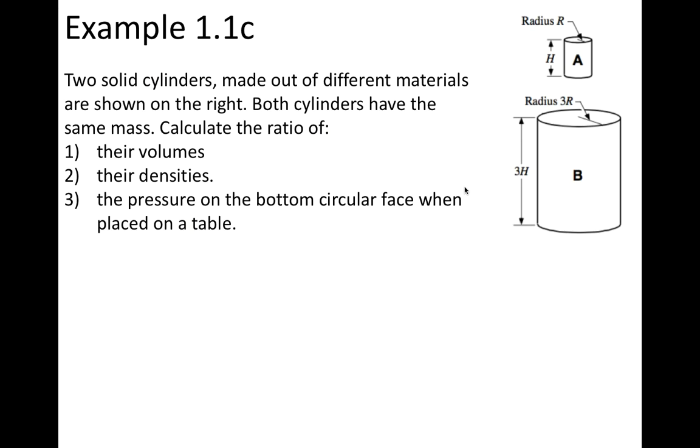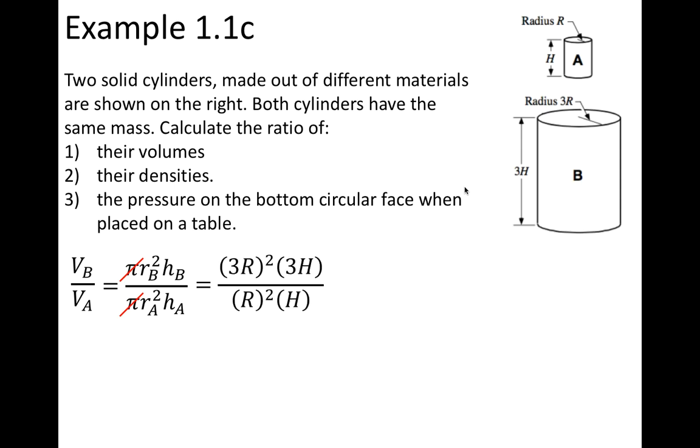In this example, we're asked to calculate the ratio of volumes of 2 cylinders. We can express that ratio as VB over VA. Then I substitute the formula for the volume of a cylinder in both the numerator and the denominator. Pi cancels. Then I can substitute in the expressions for the radii and heights of the cylinders.